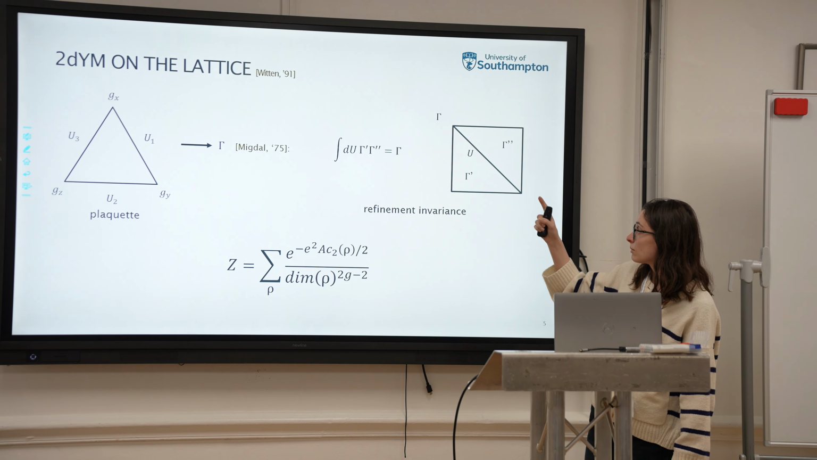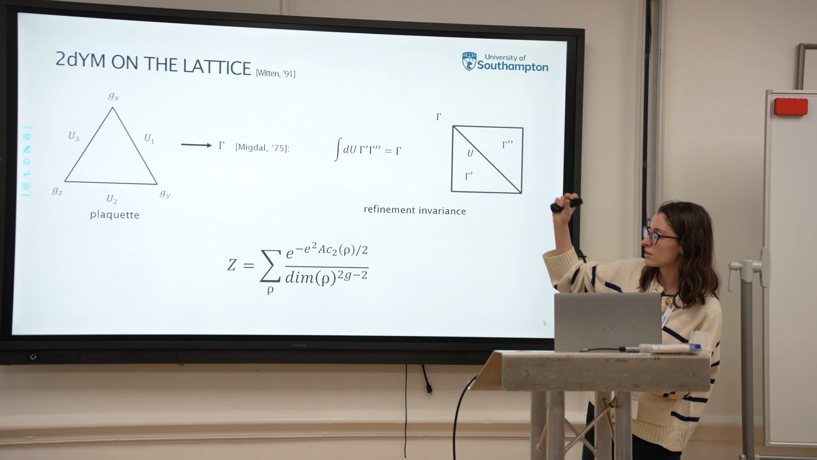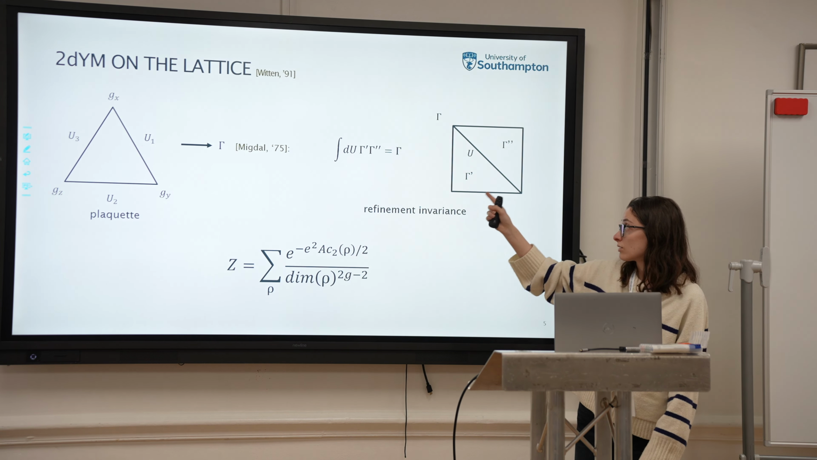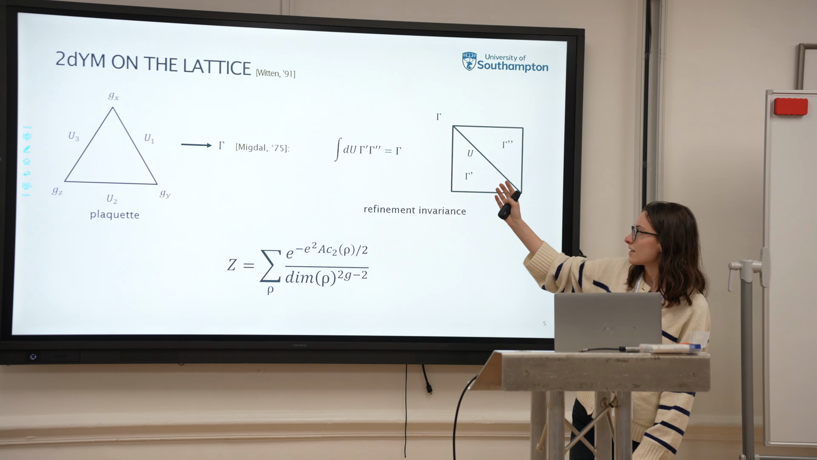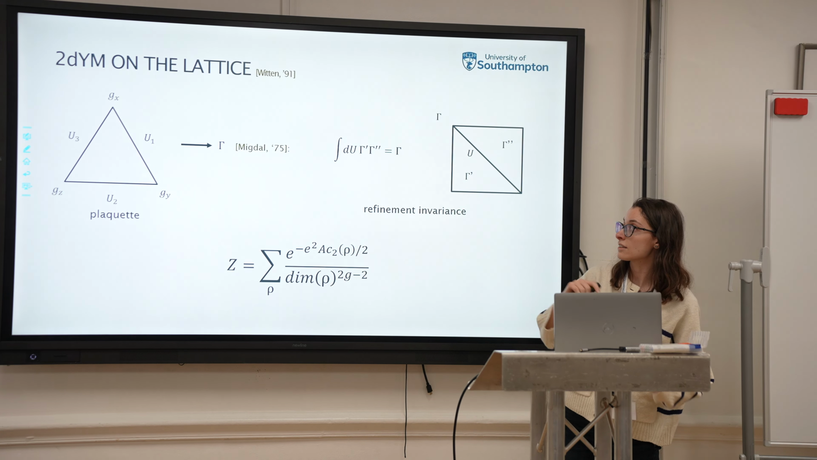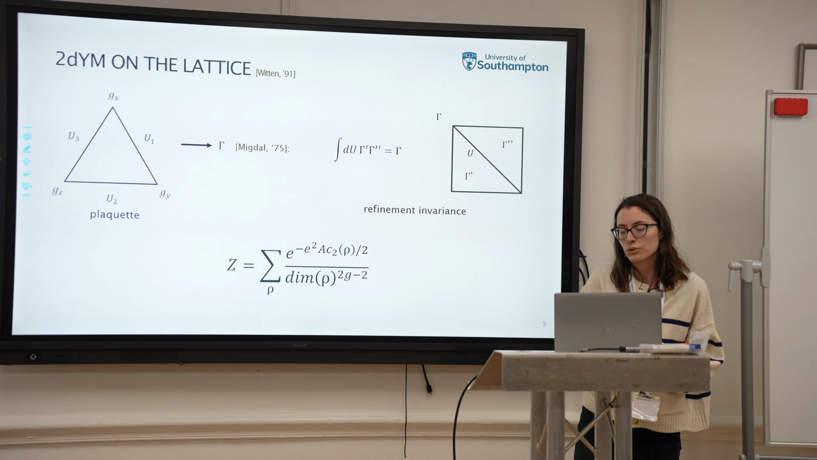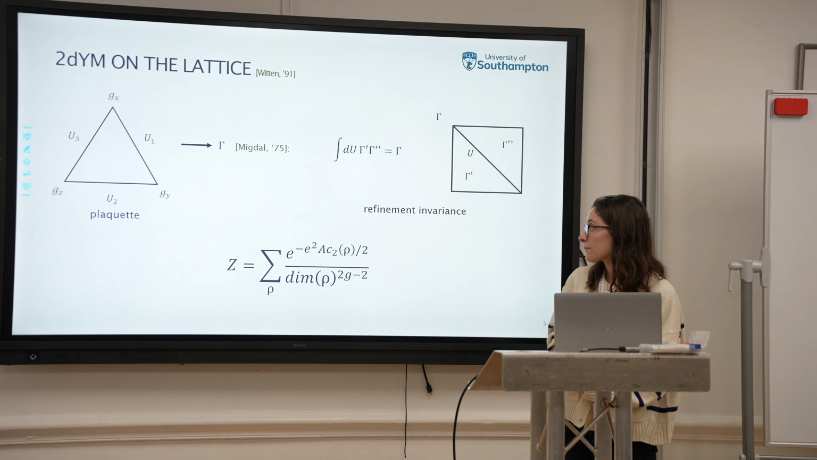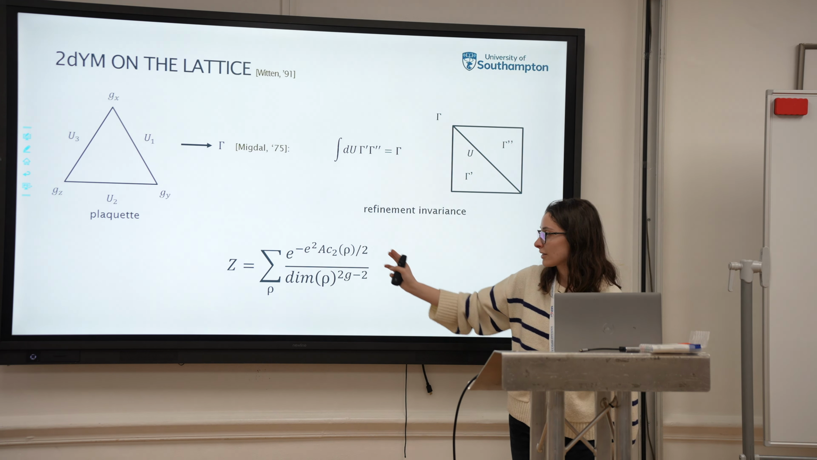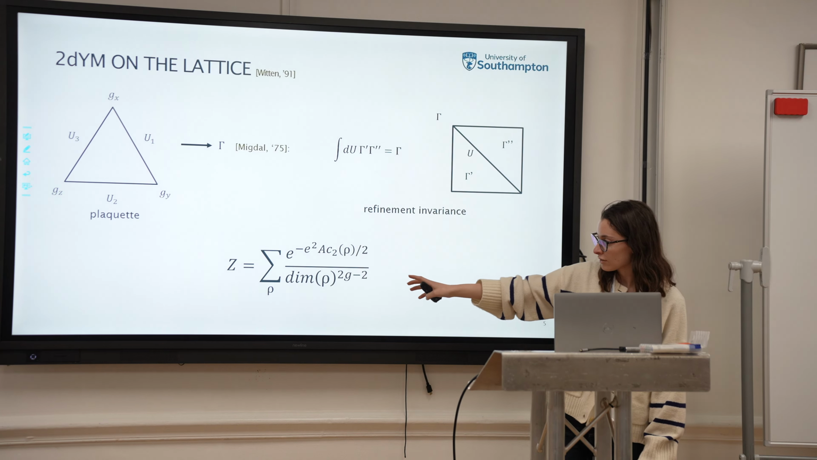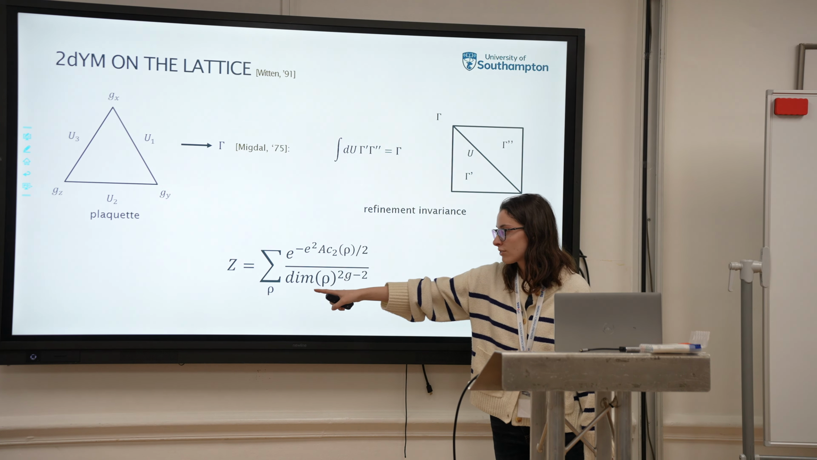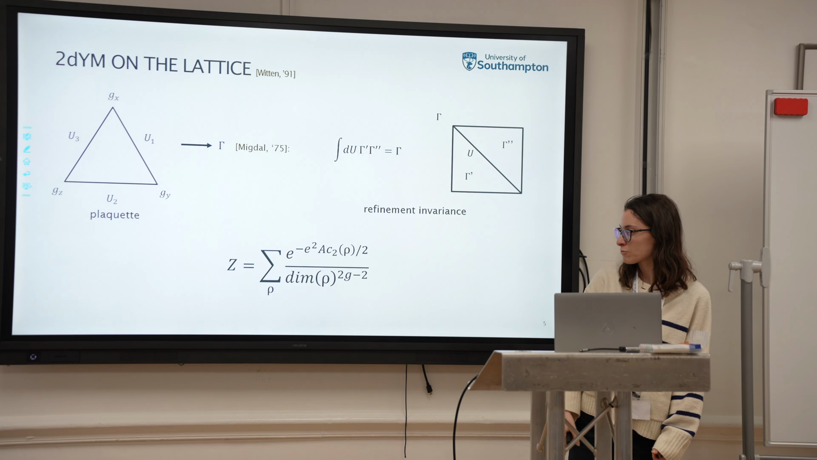To take the continuum limit, you have to take the lattice spacing to 0, and at the same time the number of plaquettes to infinity. But doing this is not changing your theory, right? So this is telling you that in 2D Yang-Mills, the lattice is already the continuum theory. And let me also flash how the partition function looks like. The only important thing to notice is that it's very simple, and it's organized as a sum over irreducible representations.